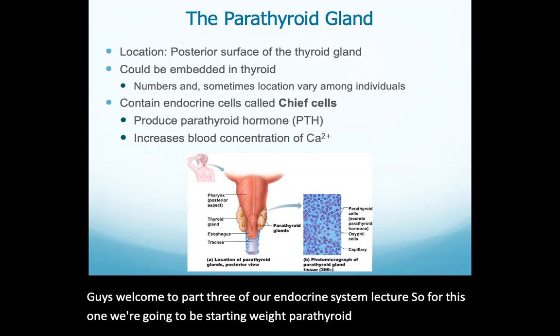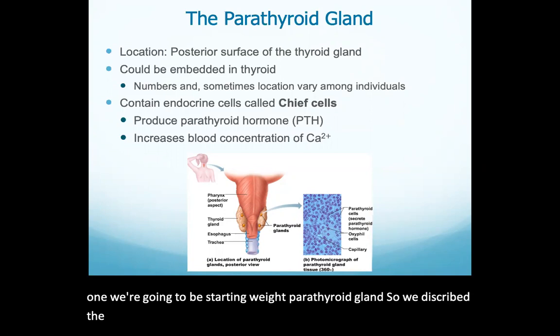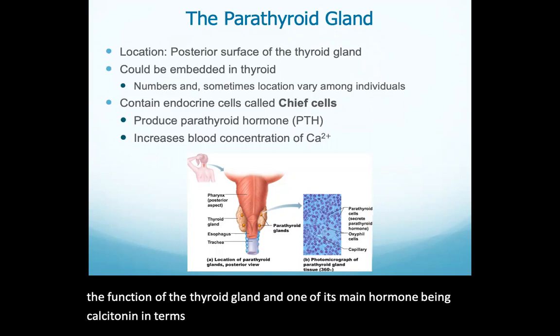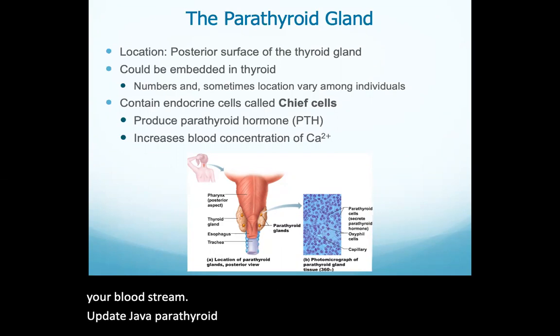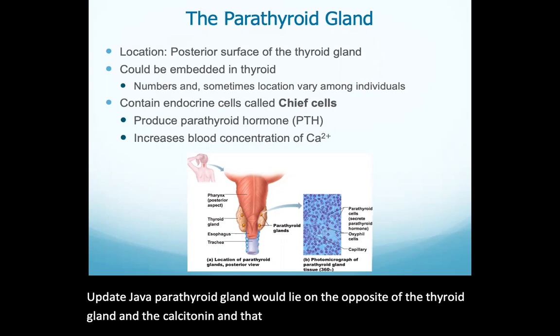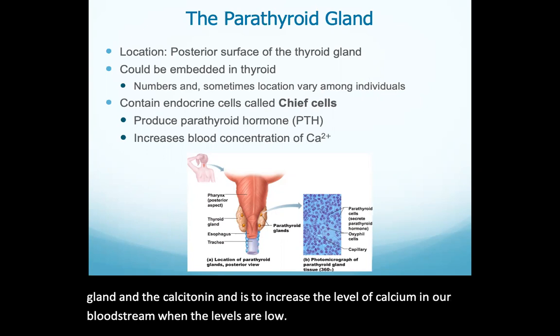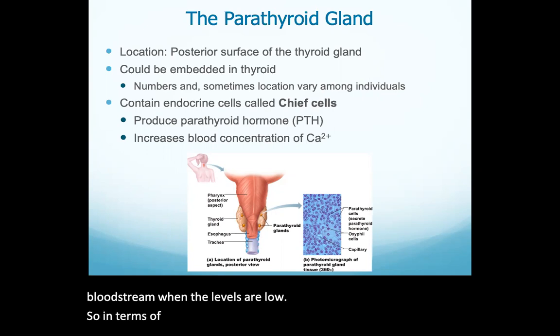We described the function of the thyroid gland and one of its main hormones being calcitonin, in terms of controlling elevated levels of calcium in your bloodstream. The job of the parathyroid gland lies on the opposite of the thyroid gland and the calcitonin, and that is to increase the level of calcium in our bloodstream when the levels are low.